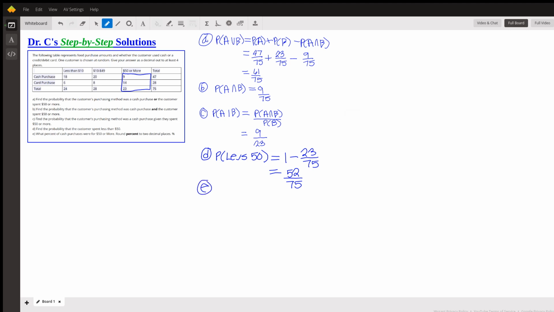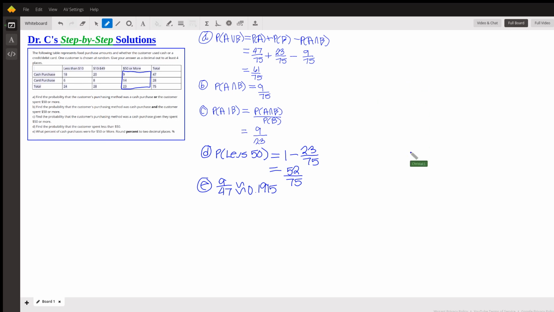And then finally, E, what percent of cash purchases were 50 or more? So again, this is 9 out of 47. If you get the percentage of this, 9 divided by 47 equals 0.1915. If I made that into a percentage, that would be about 19.15%.